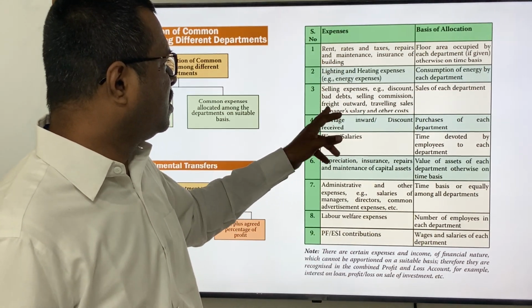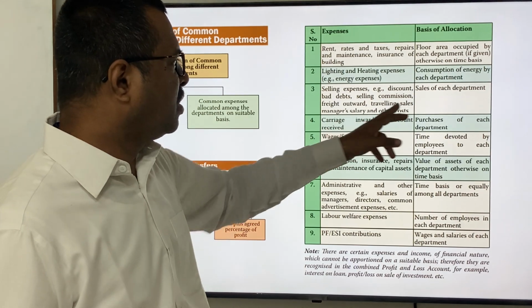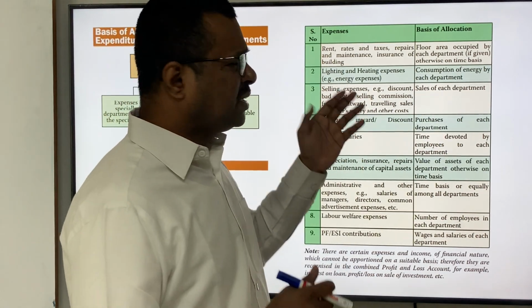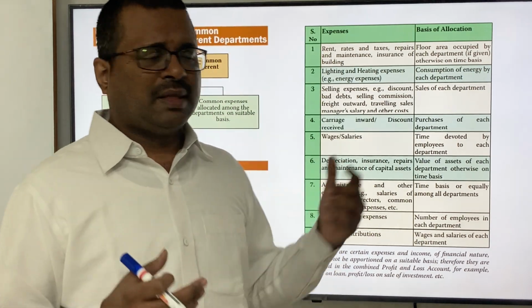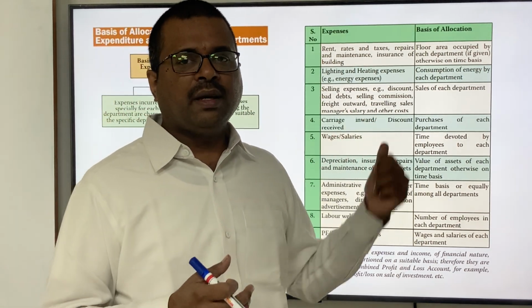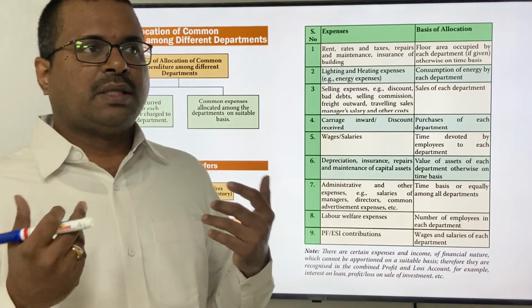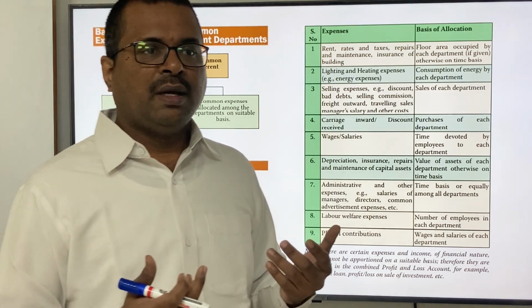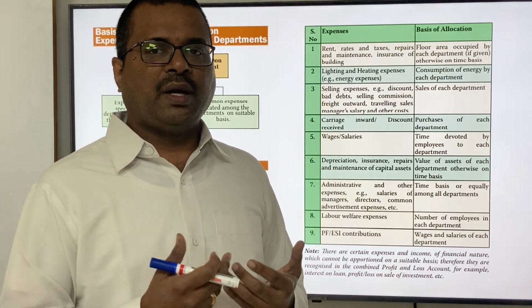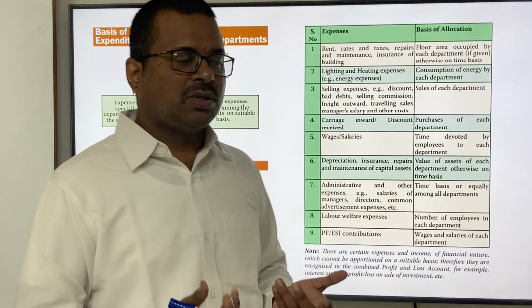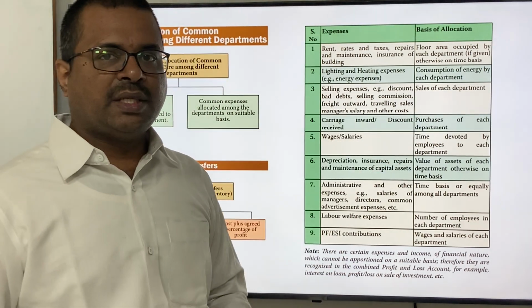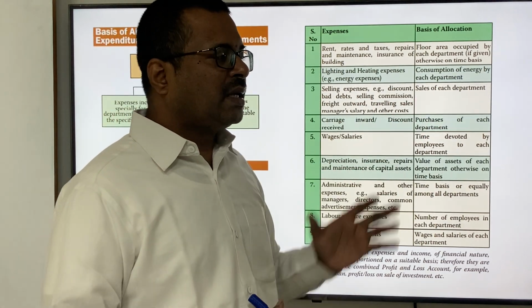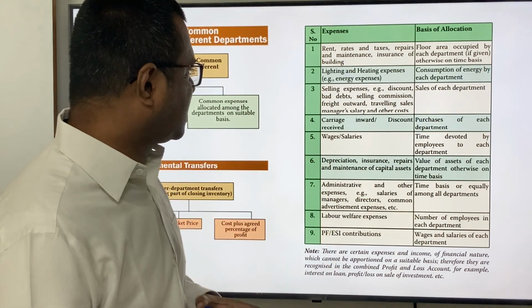Selling expenses, discounts, bad debts, selling commission, all this on the basis of sales of each department. If there is any direct selling expense, then the question of allocation does not come here. This is common expense. Suppose a company is doing branding or an advertisement for a product, that cost can be divided among the various departments on the basis of the sales of each department, because this is selling expense.